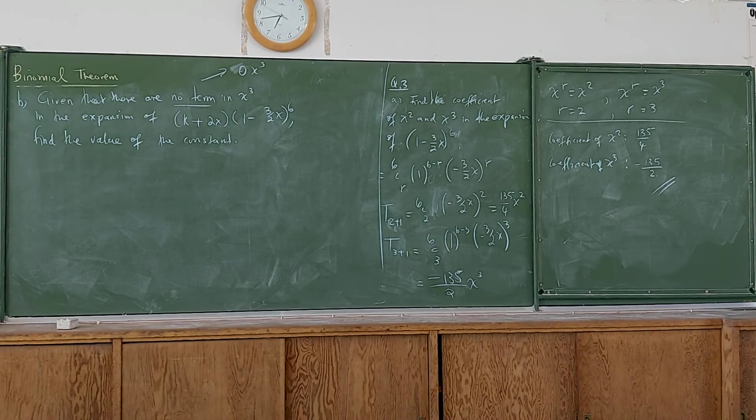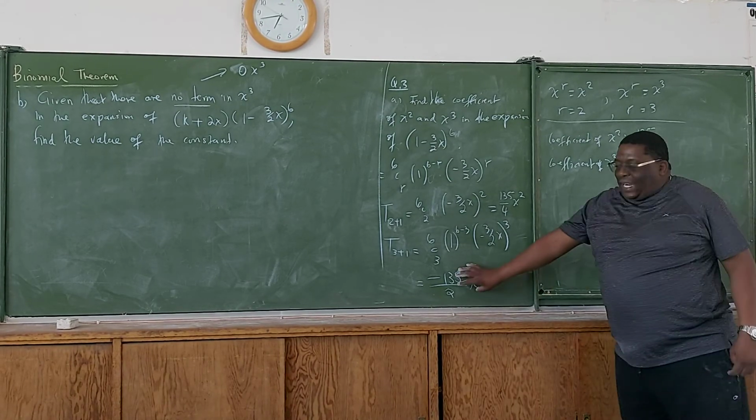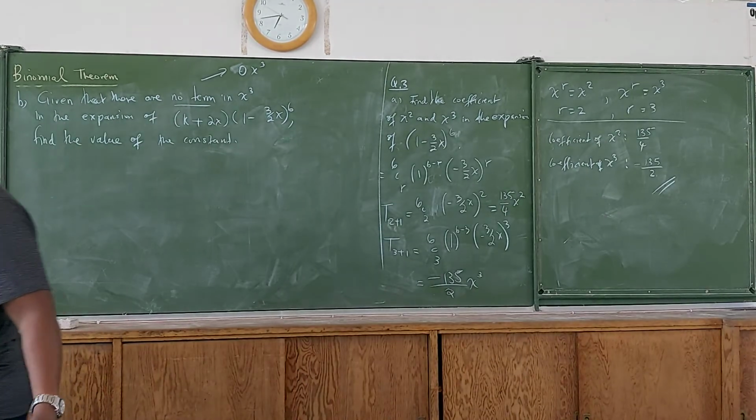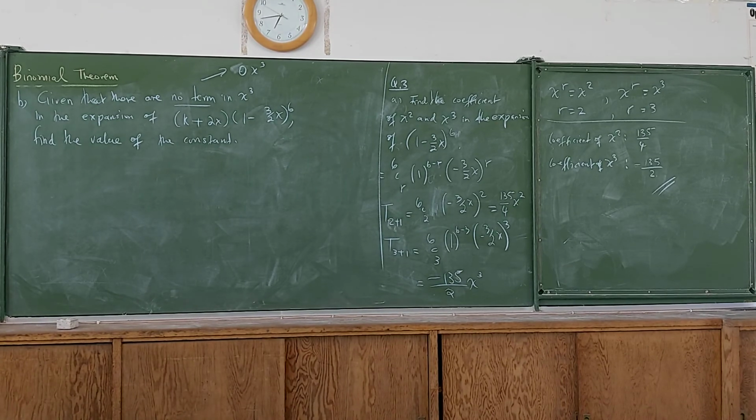I'll give you 1 minute to try. Try something with the k plus 2x equal to something. There should be a 0 involved. Write down and see if you can. 2 minutes. See how powerful you are. No, you probably will take 5 minutes.